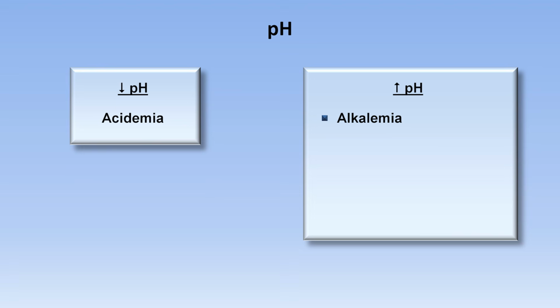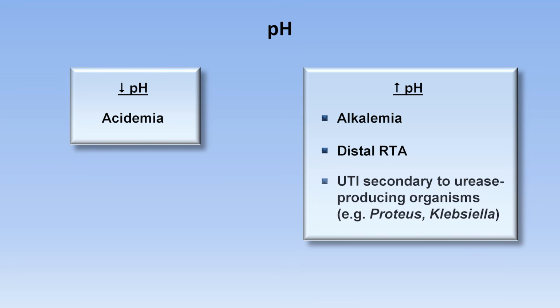A higher than expected urine pH can also be seen in some RTAs, as well as in UTIs from organisms that produce urease, which catalyzes the breakdown of urea into ammonia.